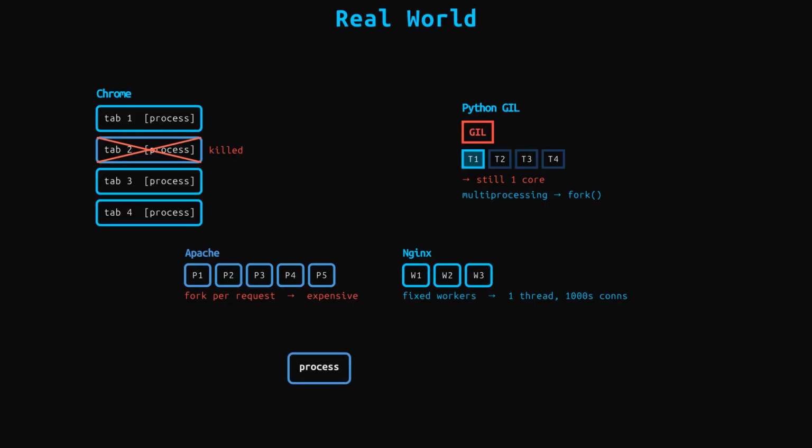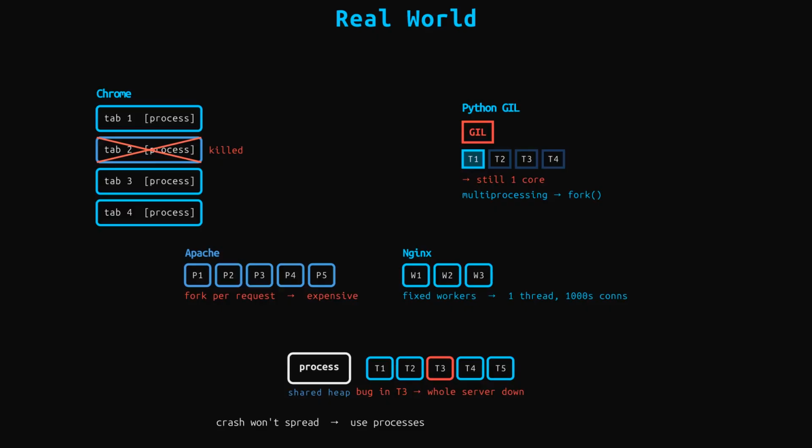Most modern web frameworks use a thread pool inside a single process. Your Node.js server, your Go HTTP handler, your Java servlet container. One process, many threads, shared heap. Fast to spin up, fast to context switch. The trade-off is that a memory corruption bug in one handler can take down the whole server. So the pattern is the same everywhere. You reach for processes when a crash should not spread. You reach for threads when you need speed and you trust your code.